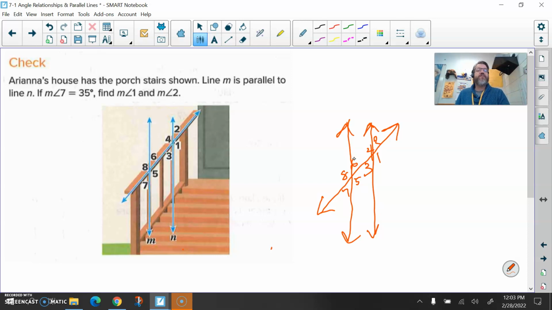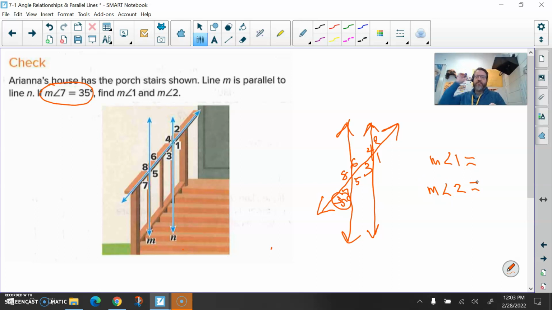And if the measurement of angle 7, remember that M here means measurement, is 35 degrees, I'll just write that in right here, 35 degrees. I'll circle it. If that angle is 35 degrees, find the measure of angle 1 and angle 2. Angle 1 and 2 are way over here. So how are we going to find those two measurements? I'm just going to put measurement of angle 1 equals, measurement of angle 2 equals, and then we'll figure out what those values are.